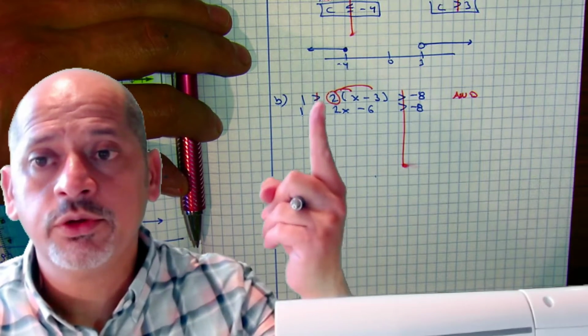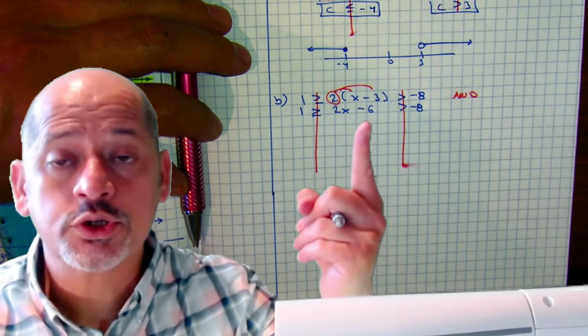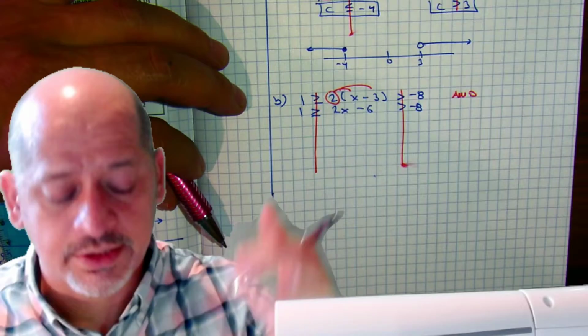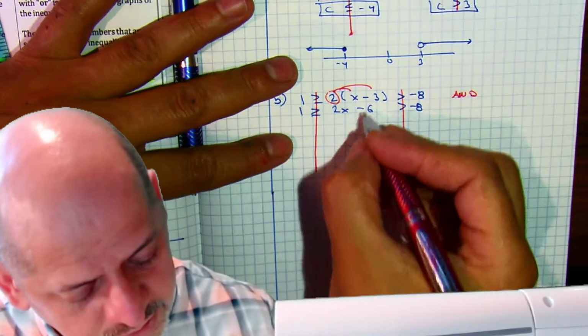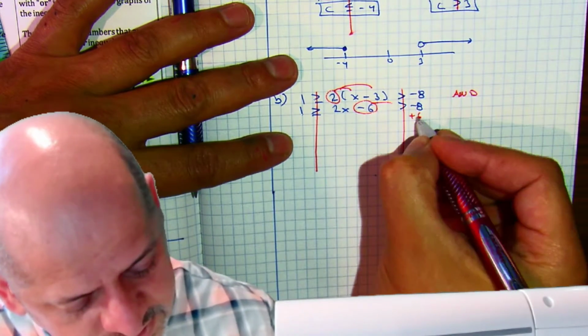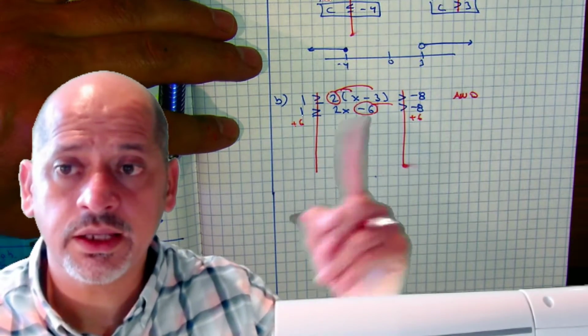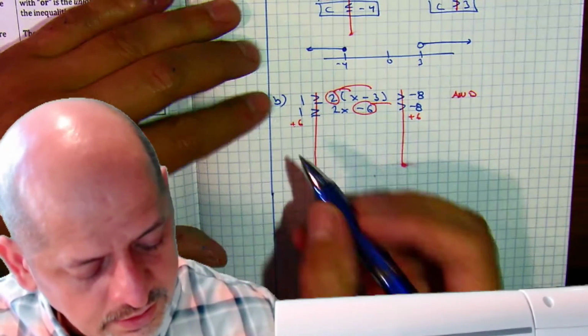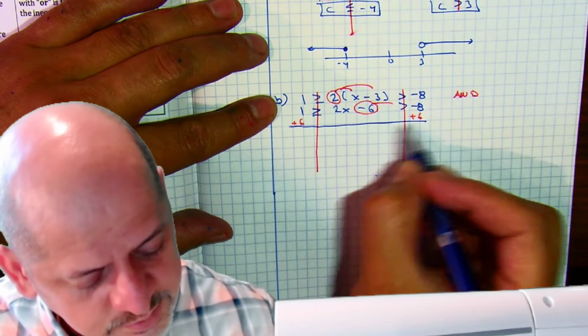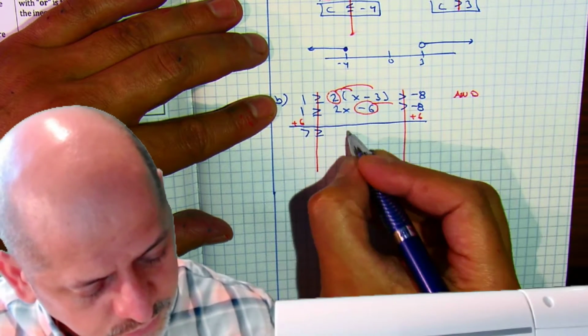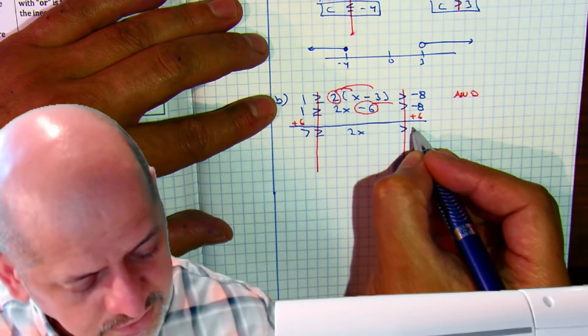I need to get rid of the 2 and the -6. Which one should I get rid of first? Correct, the -6. So therefore I'll move my -6 to the right, becomes a +6, and to the left becomes a +6. So you move it to the right and to the left. And now that gives me 7 is greater or equal to 2x, which is greater than -2.